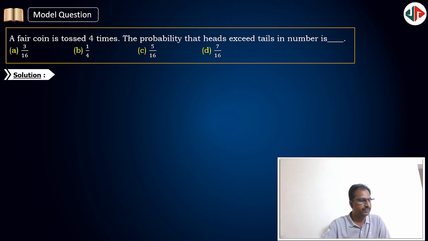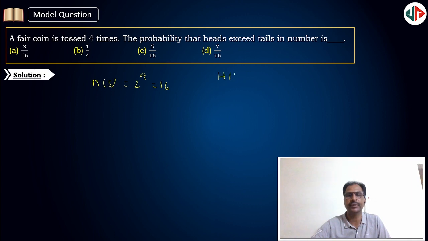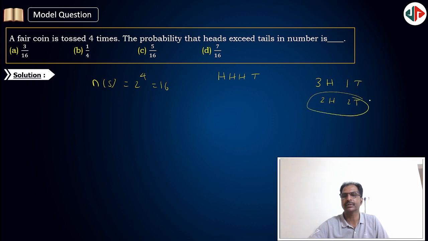If a coin is tossed 4 times, n of s will be 2 power 4, 16. Then the probability that heads exceed tail number. Heads exceed tail number means when you get 3 heads, you should get 1 tail. 2 heads, 2 tails means it's not the required case for us. So 3 heads, 1 tail is one possibility. 2 heads, 2 tails is not correct. So this is the only case.